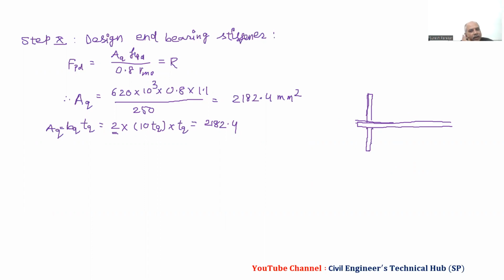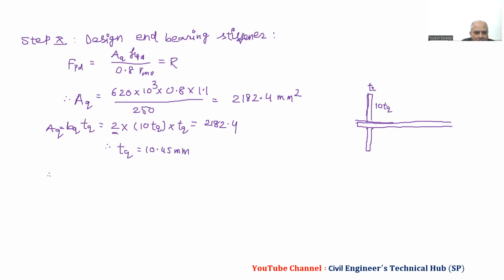End bearing stiffener or bearing stiffener, these are always symmetrical. And therefore we have taken twice, because we have this as TQ and again this as TQ. Generally for stiffener, TQ is considered. And from this we will get value of TQ that is equal to 10.45 millimeter.